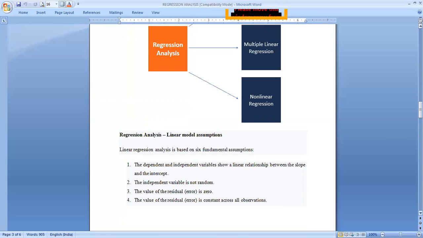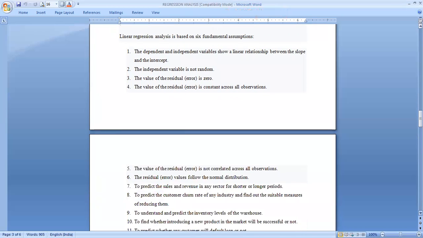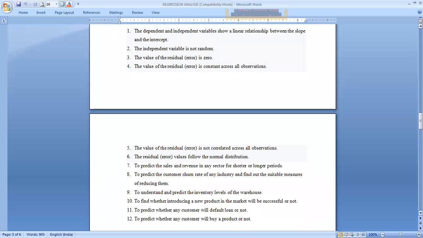Second, the independent variable is not random. Third, the value of the residual or the error is zero. Next, the value of the residual or the error is constant across all the observations. The fifth assumption is that the value of the residual, meaning error, is not correlated across all the observations. Next, the residual or the error values follow the normal distribution.